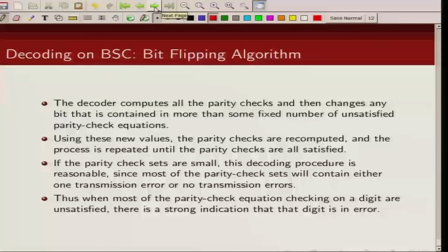That is the one most likely to be in error, and we flip that bit to correct it. So with this I am going to conclude our discussion on decoding of LDPC codes over a binary symmetric channel. We will continue the discussion on decoding of LDPC codes in the next lecture by discussing the probabilistic decoding algorithm. Thank you.